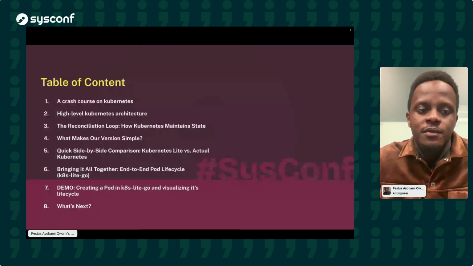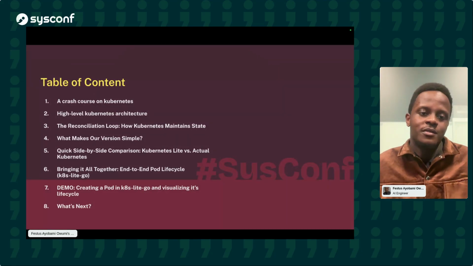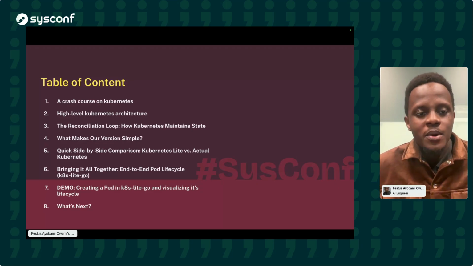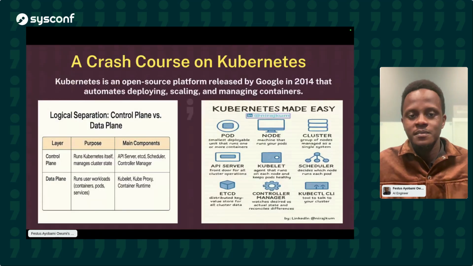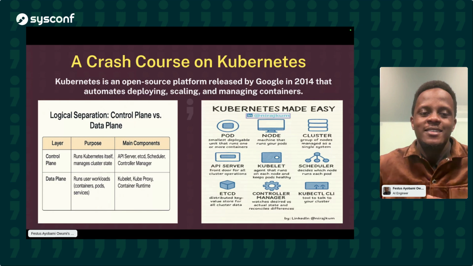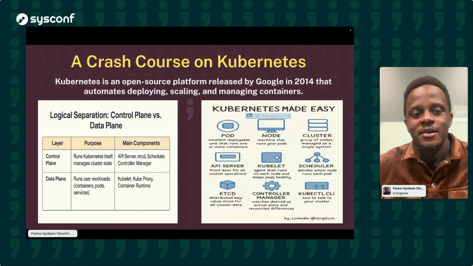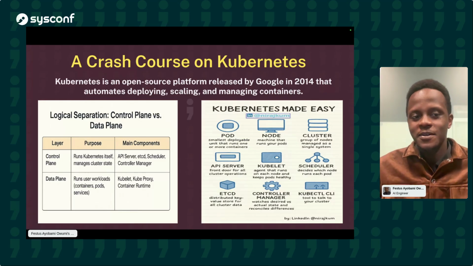So, a quick table of contents. We just have all of this in the crash course. I don't really want to go through all of this because of our time, but this just gives you a high level overview of what we would be going through. All right, so a crash course on Kubernetes. In the next 1-2 minutes, I'm going to attempt to do a crash course on Kubernetes. Let's just see what we can do.